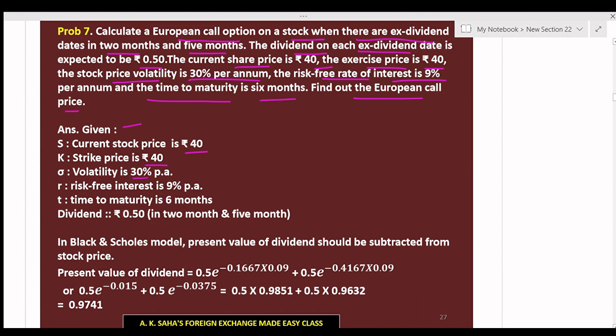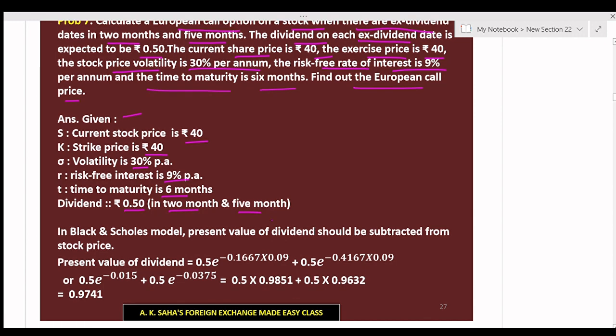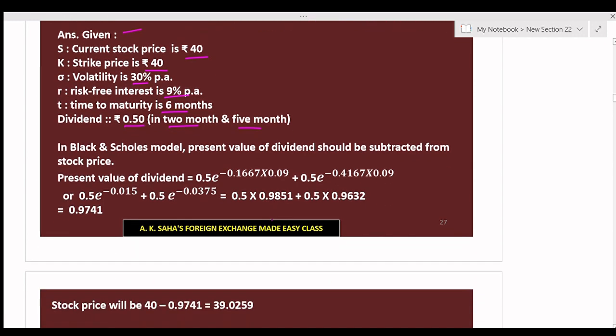rupees 40. Volatility is 30% per annum. Risk-free interest is 9% per annum. Time to maturity is 6 months. And the dividend is rupees 0.50 in 2 months and in 5 months. So it should be deducted from the stock price.